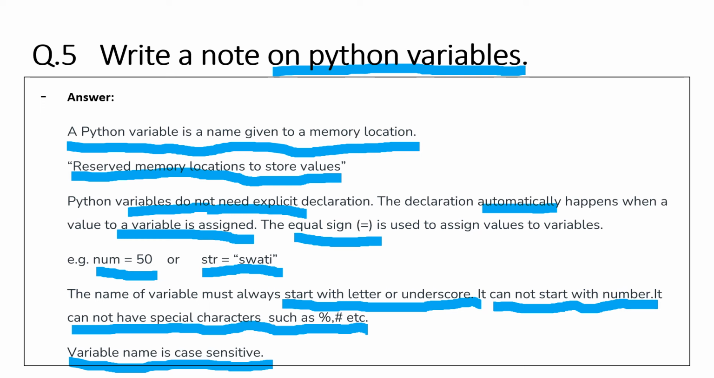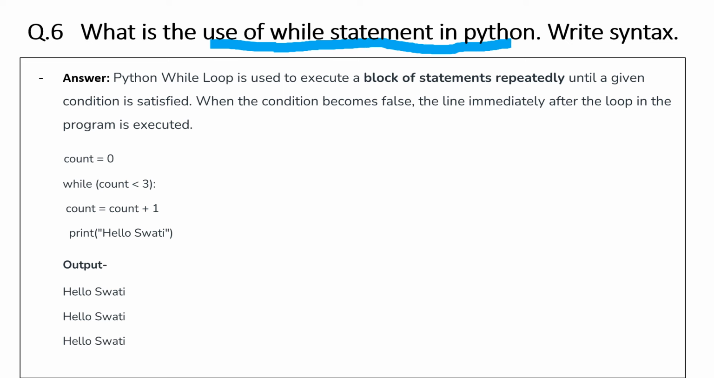Now let's discuss the next question. What is the use of the while statement in Python and write its syntax? A Python while loop is used to execute a block of statements repeatedly. Whenever you want to repeat the loop again, then we have to use a while loop, which is a block of statements used to repeat the operation. It will repeat the operation until a given condition is satisfied.